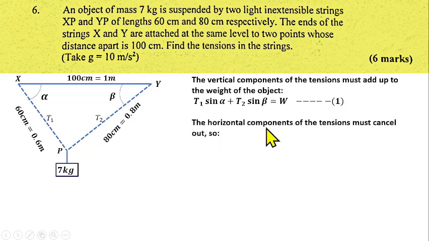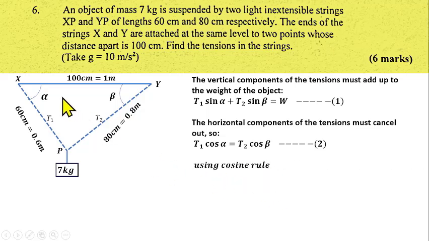Also, the horizontal component of the tension must cancel out. So that means T1 cos alpha must be equal to T2 cos beta, which are the horizontal components of the tension. So you can call that equation 2 as well.